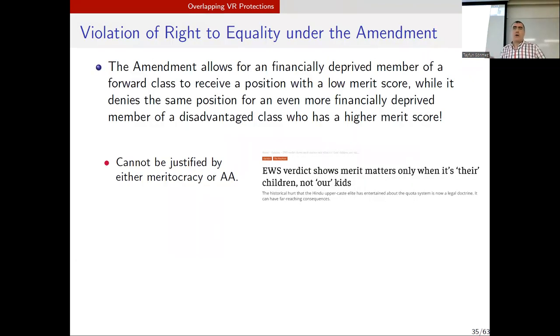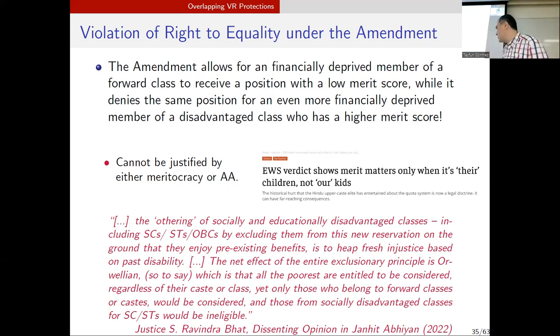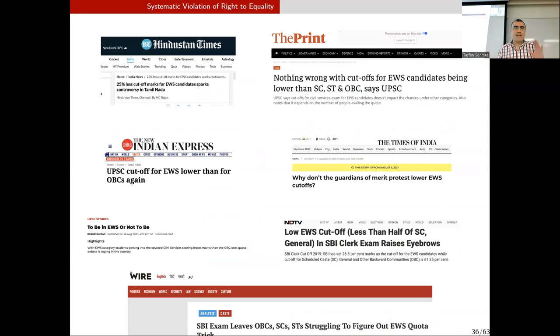Okay. Now, the amendment allows for a financially deprived member of a forward class to receive a position with a low merit score, while it denies the same position for an even more financially deprived member of a disadvantaged class who has a higher merit score. Right? So obviously this cannot be justified either by affirmative action or by meritocracy. And indeed, the dissenting justice categorized this as Orwellian. It's a very harsh criticism, right?